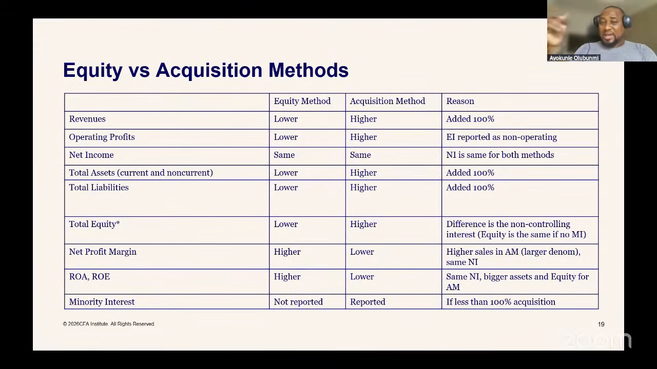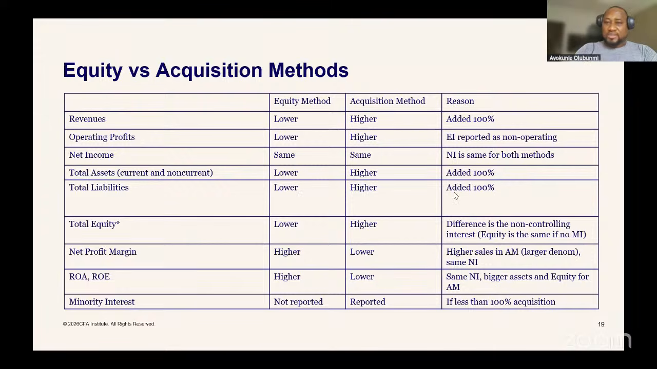But please note, assuming you do have non-controlling interest, ROE will be the same, whether you are using the acquisition method or the equity method. Of course, there's no minority interest under the what? Under the equity method. Okay.